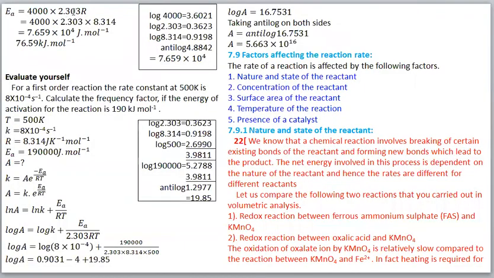Or 4000 into 2.303 into R. The R value we write, 8.314. Now for these terms we can take logarithm and simplify. Log 4000 is written, log 2.303 written here, log 8.314, this value. Then we can add all the three values. So we will get 4.8842. Take antilog for this number, we will get this value, 7.659 into 10 to the power 4.